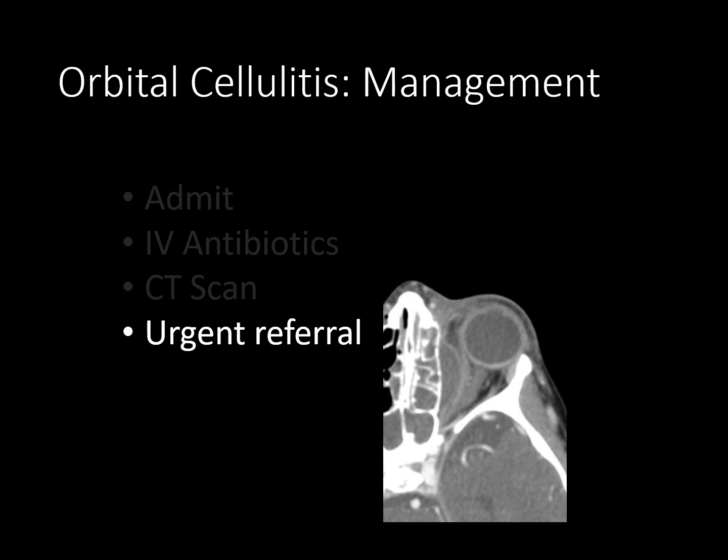We also refer these patients on to ENT if the sinuses are affected. So in this case, this patient has an ethmoid sinusitis, but they can also have a pansinusitis where all the sinuses are involved. So either ophthalmology or ENT can drain these intraorbital abscesses, and ENT will do a washout of the sinuses. Then sometimes the abscess can spread intracranially, at which point neurosurgery has to become involved.